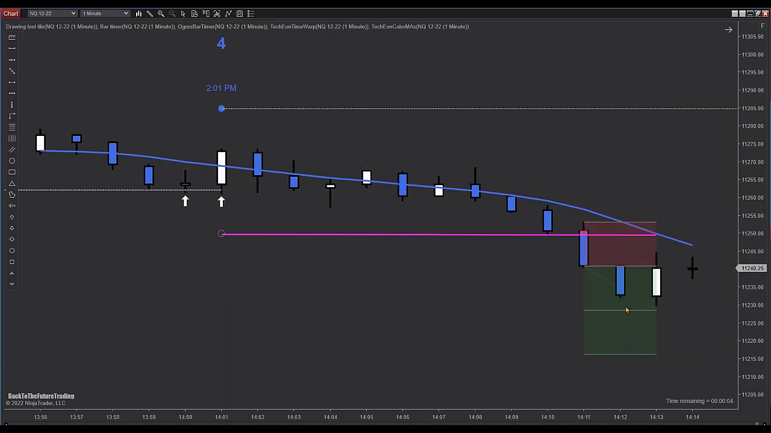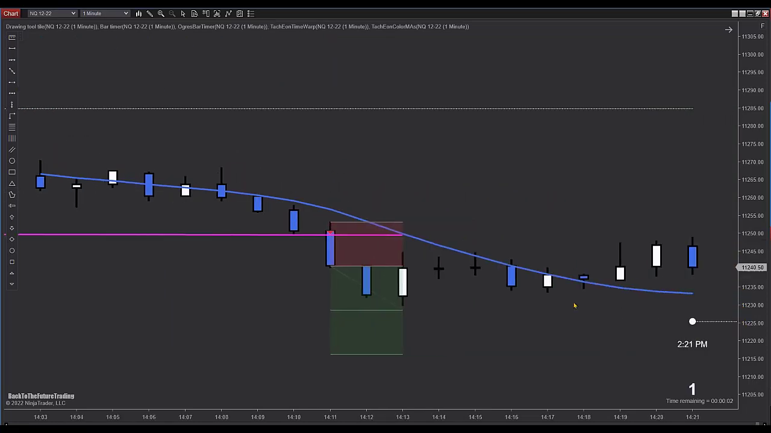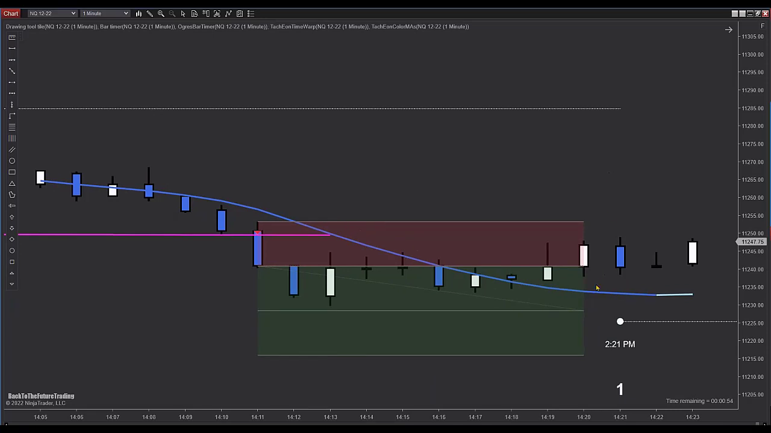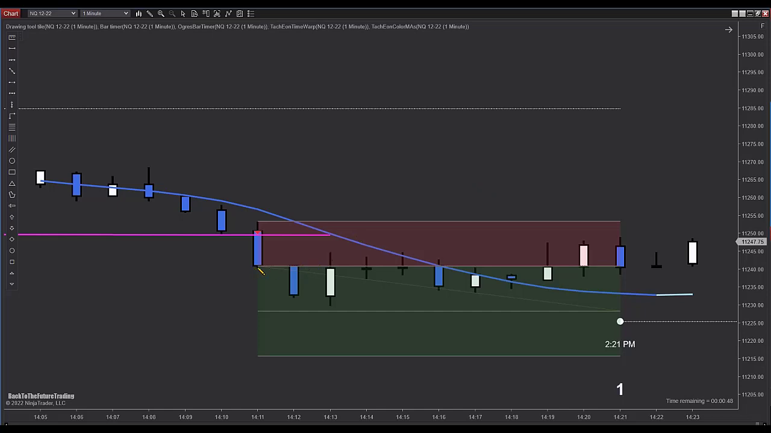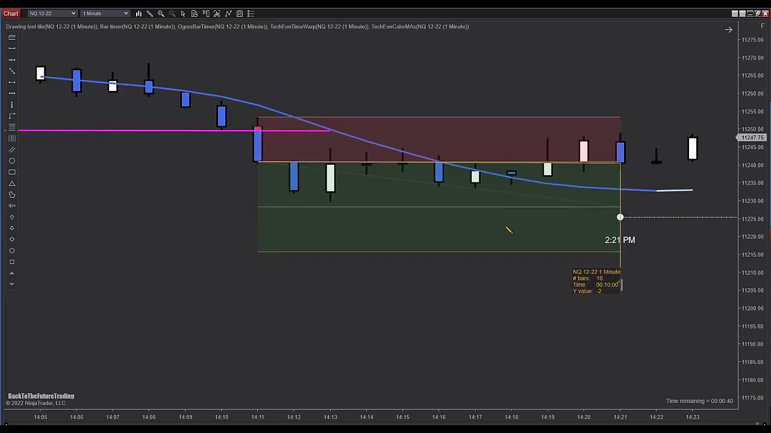Whoa, whoa. Stop goes to the wick. Did it come and hit us? No. Did it stop us out? No. It looks like a loss on this one. From here to, oh geez, that's break even. Sick. Beautiful thing right there. And we have to exit all 3 positions at 2:21.